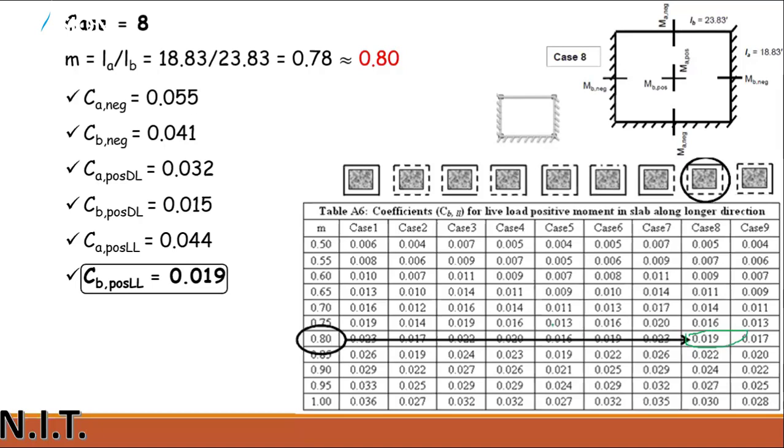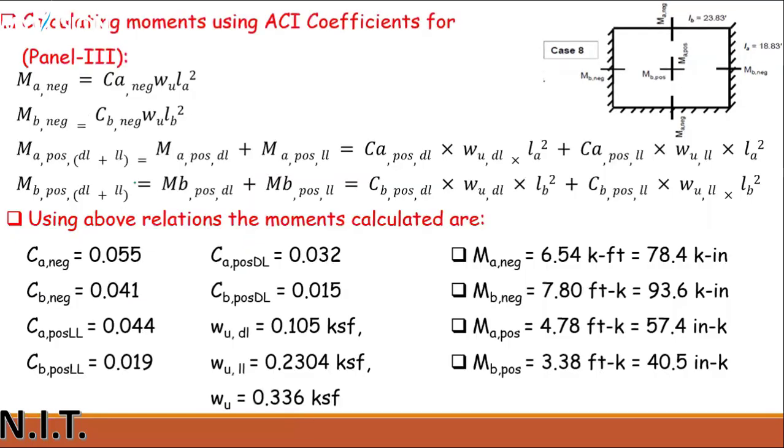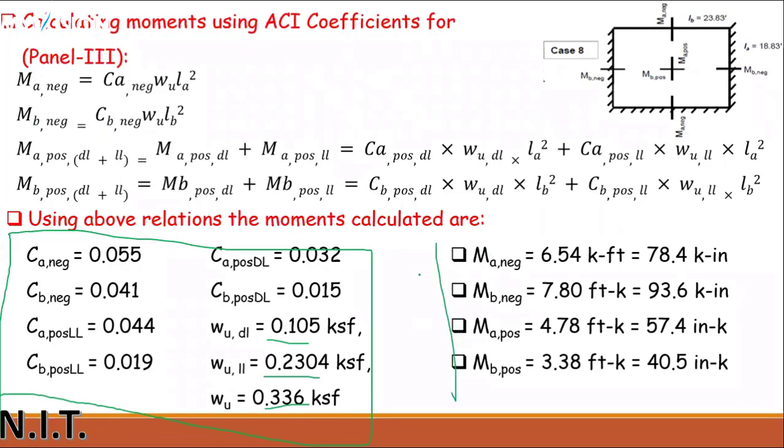Clear? Once you have all these 6 coefficient values, use them to find the moment values, and also you have the same values of WU dead load, WU live load, and total WU. Put these values in these 4 formulas, and you will get these 4 moments. These are kip-feet, and these are kip-inches.